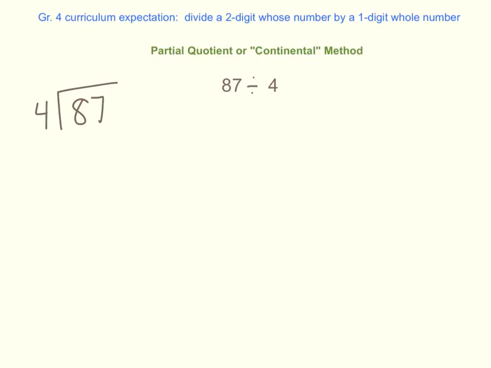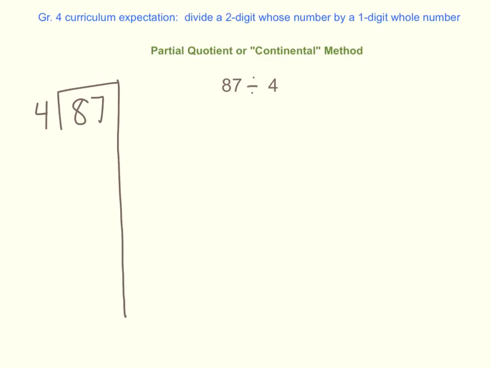But you extend this line because you're going to separate the information that you gather on the right-hand side of that line from the information that you record on the left-hand side of it. I know that division is repeated subtraction, and that means that I'm going to pull groups of 4 out of 87 until I can't pull any more out. I could pull them out one at a time, but that would take forever. So I'm going to pull out groups of 4.